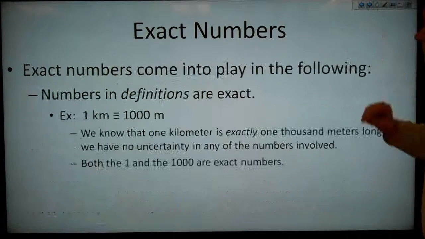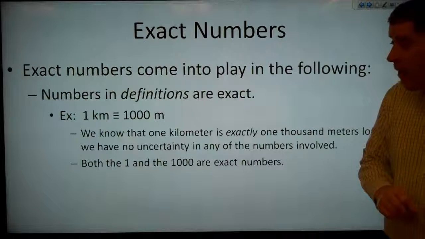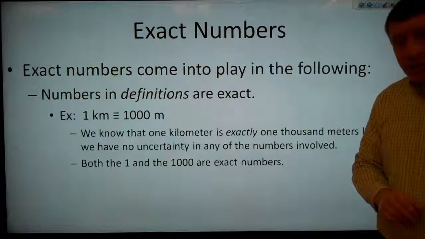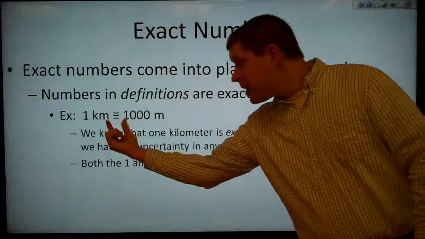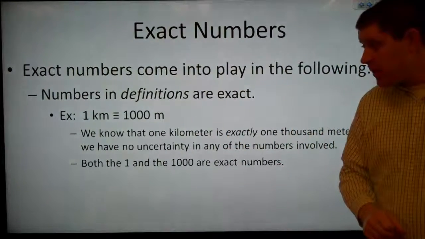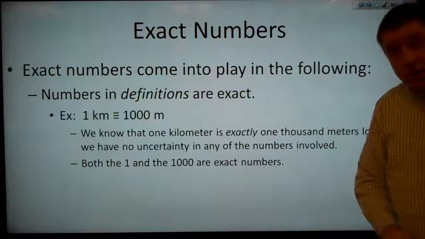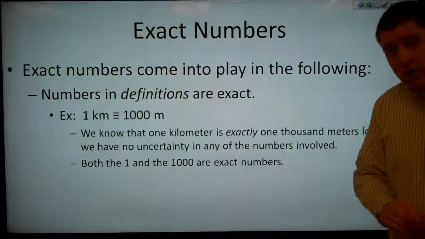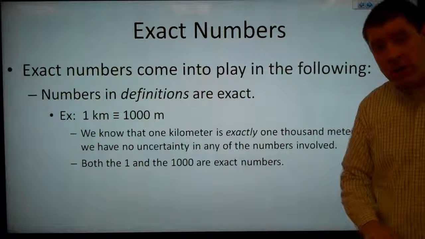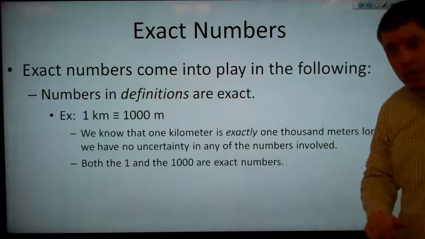Exact numbers come into play in a few cases. First, in definitions. If we have a definition, like 1 kilometer is defined as 1,000 meters, that's a definition, and there we have the 3-lined equal sign, and definitions are exact. So the 1 in 1 kilometer is exact, the 1,000 in 1,000 meters is exact. So there's no uncertainty in those values. Because we've defined the kilometer, we're defining 1 kilometer as exactly 1,000 meters. So in each of these numbers, we essentially have an infinite number of sig figs. There is no uncertainty there.